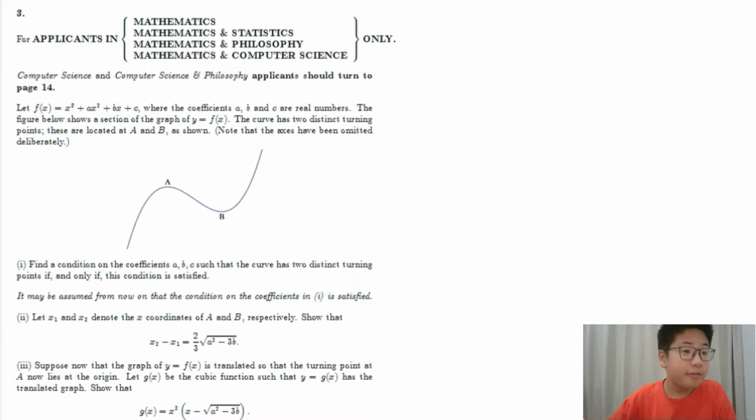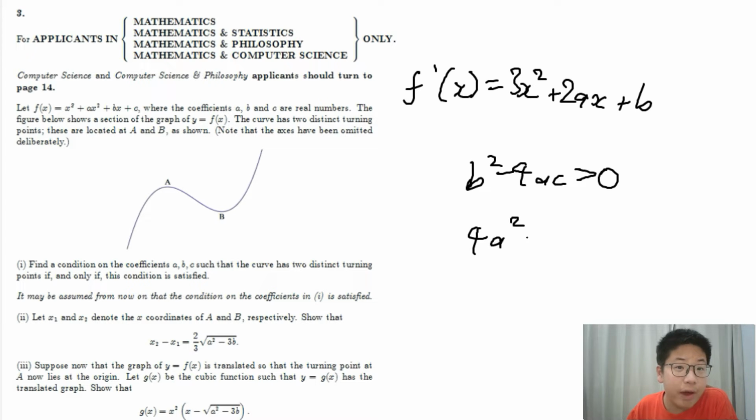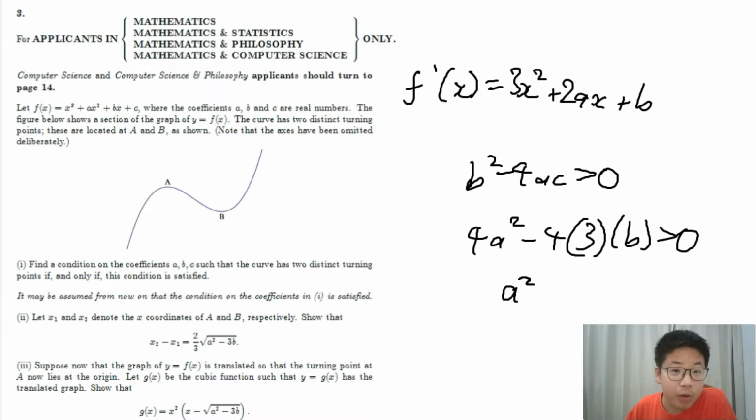So anyways, find a condition such that the curve has 2 distinct turning points. So this means we need to find a quadratic where b squared minus 4ac is greater than 0. So this means we need to find f prime. f prime x equals 3x squared plus 2ax plus b. So that means b squared minus 4ac greater than 0: 4a squared minus 4 times 3b greater than 0. So this means a squared minus 3b is greater than 0.